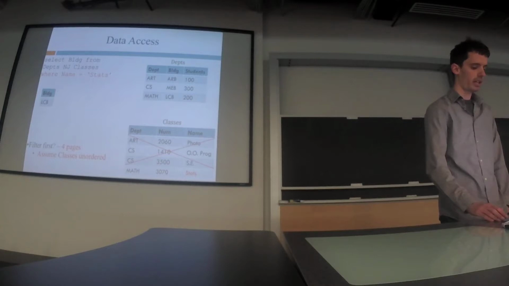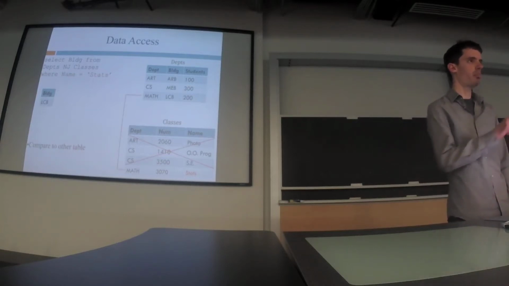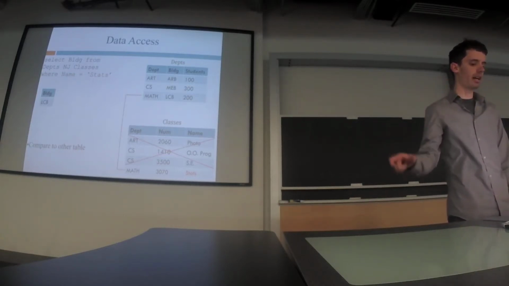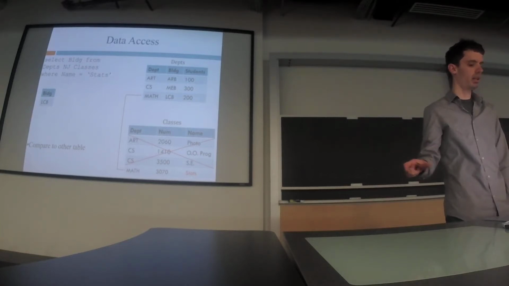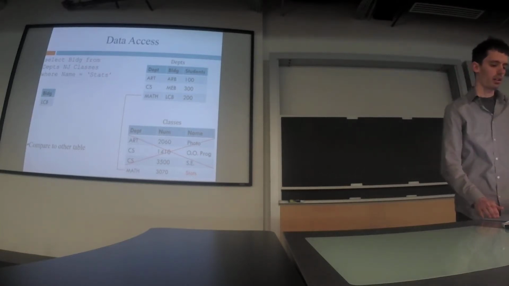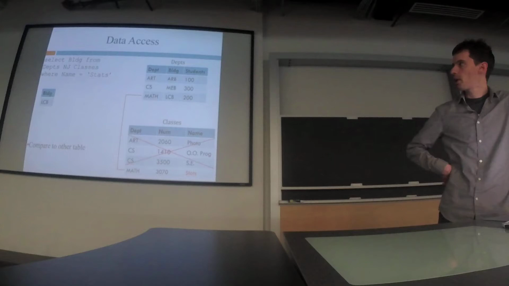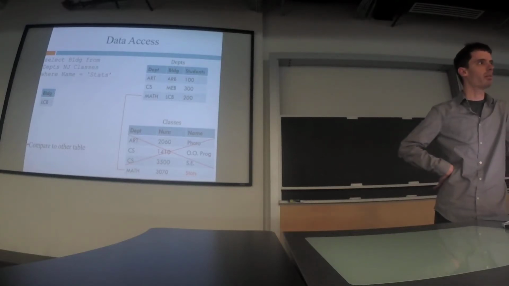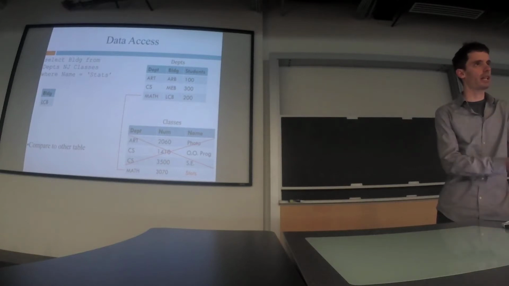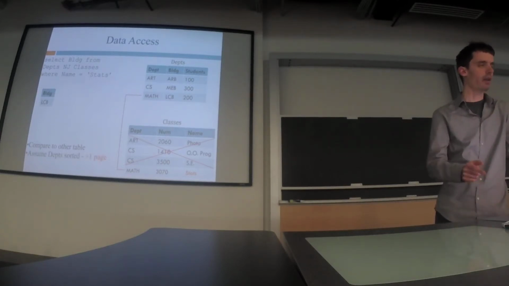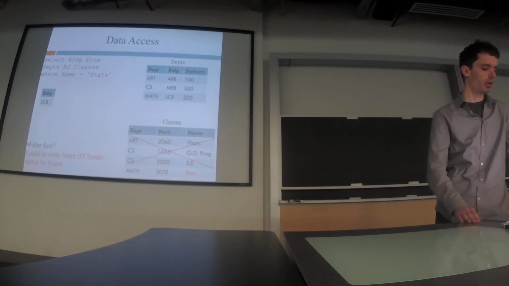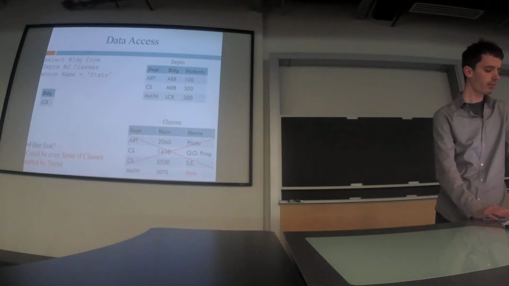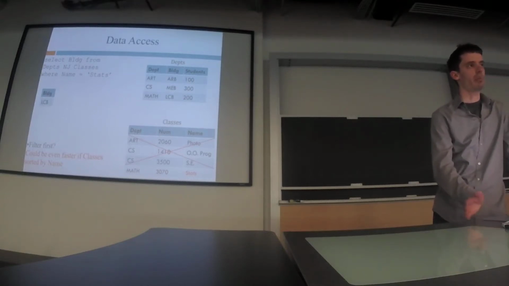But then we can take that key, the key math, and use that as the primary key in the departments table. Let's assume that the departments table is ordered by department. Now, using that key, I can quickly find that record to find the building. So I had 4 to do the filter plus 1 to do the join. That's a lot better than 7.